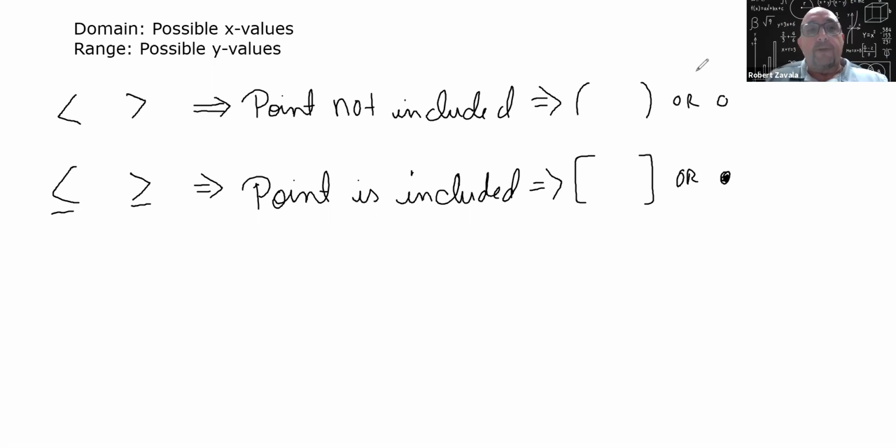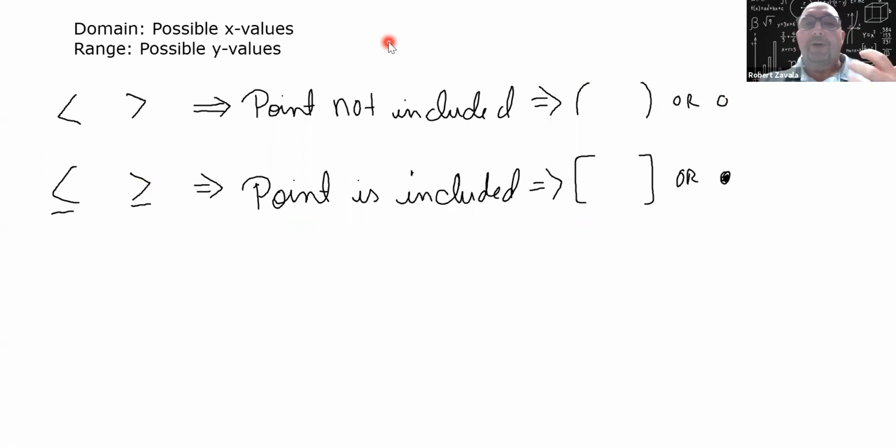is not included. And just as a reminder, when we have less than or greater than, the point is not included. We'll use parentheses when a point is not included, or on the graph, we'll use an open circle. If we have less than or equal to or greater than or equal to, that means the point is included, and we'll use brackets or a closed circle on the graph.